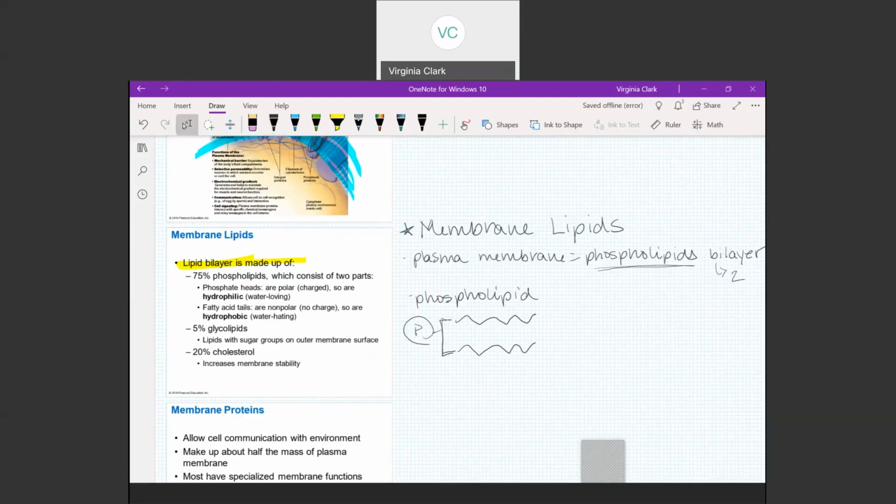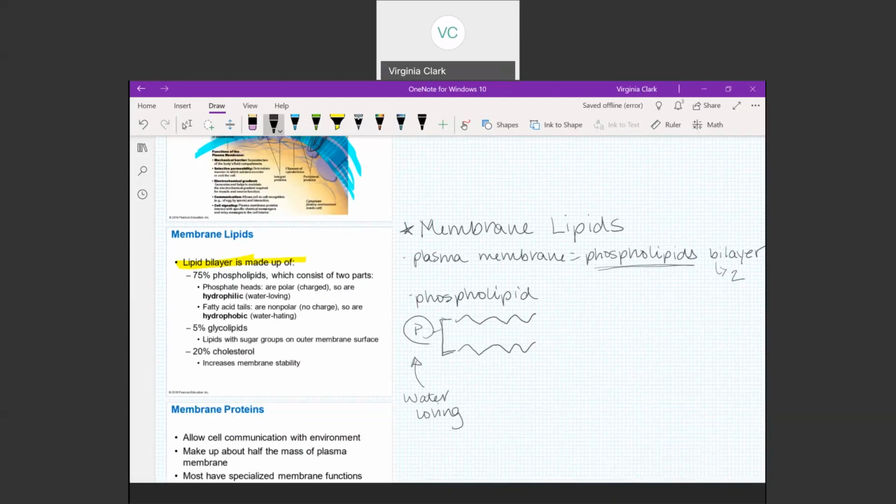So with this phospholipid modified triglyceride, we said that one part of it would like water, one part of it would not like water. So when you look at this phospholipid right here, this phosphate head is going to be water loving.